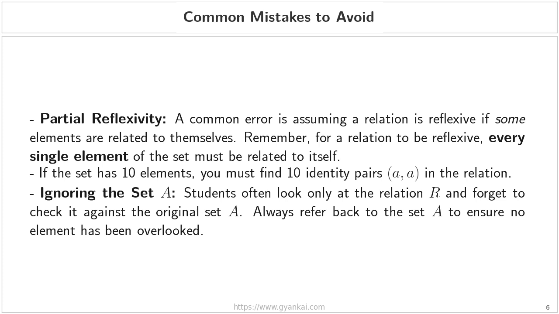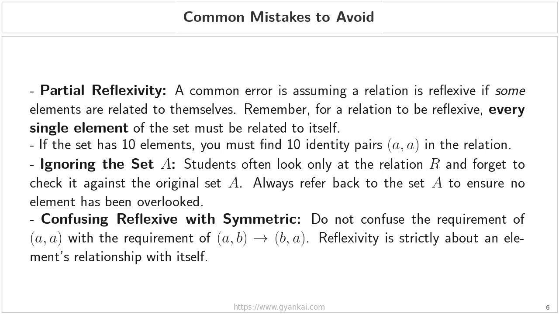Secondly, be careful not to ignore the set A. Students often make the mistake of looking only at the ordered pairs in the relation and forgetting to verify them against the original set. You must always refer back to the set A to ensure that no element has been overlooked. Remember, the relation is defined on the set, so the set is your primary checklist.